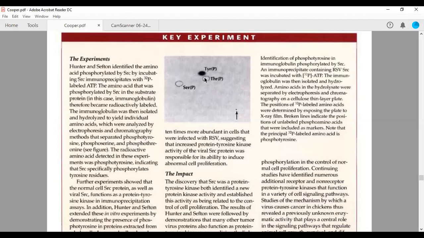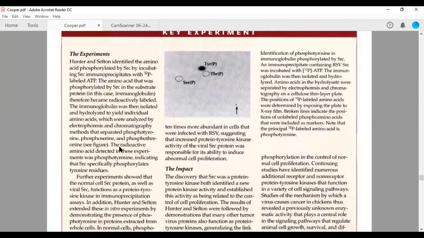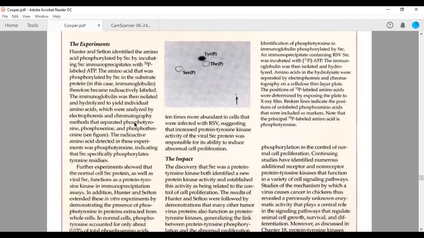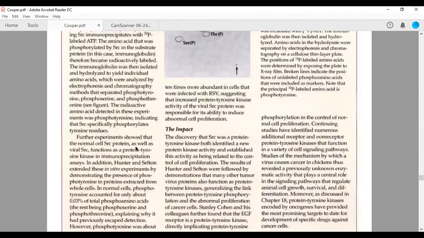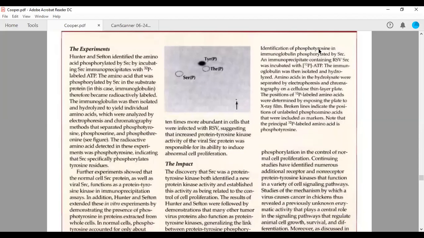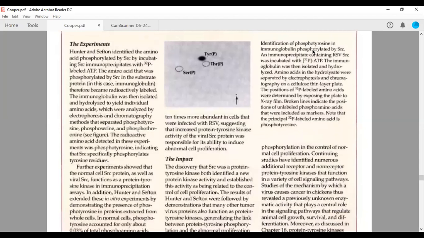And they saw that nothing was obtained at the sites where the serine or threonine should come, but they saw a major phosphorylation only over the tyrosine. So this P is radioactively labeled P32 actually, phosphate. I hope you understand the crux of this particular experiment. And if you have some doubt, please read this experiment.